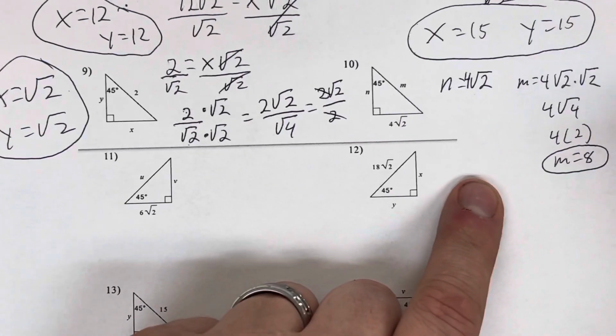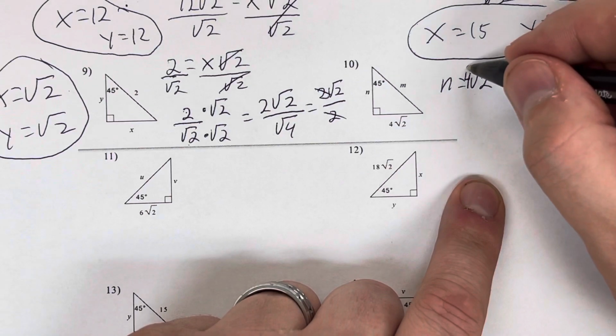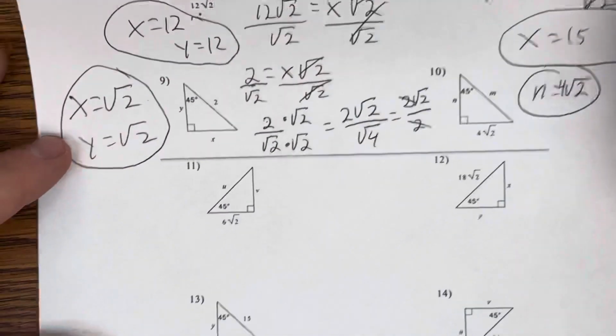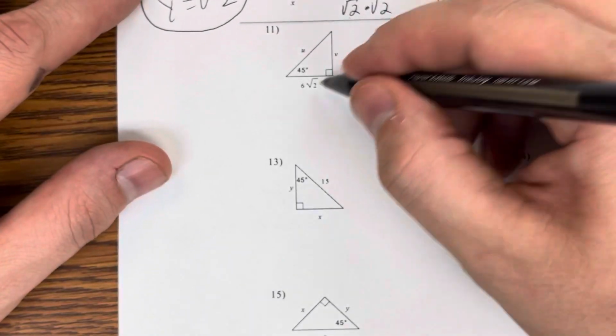And we got both. Oop, a little bit off the screen. So n is equal to 4 times the square root of 2. M is equal to the square root of 8. All right. V, leg and leg.